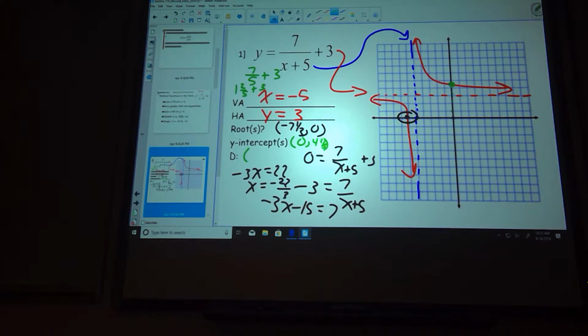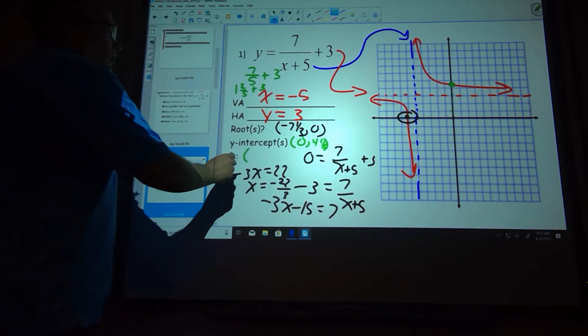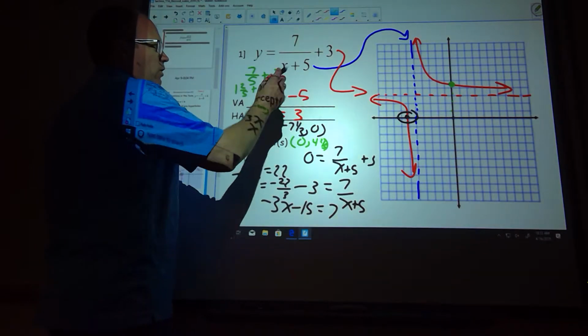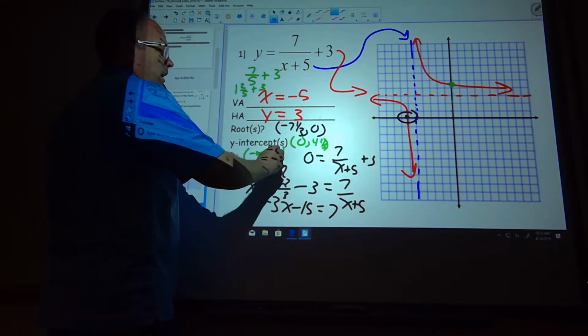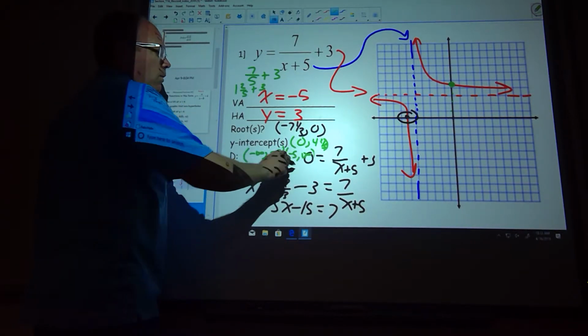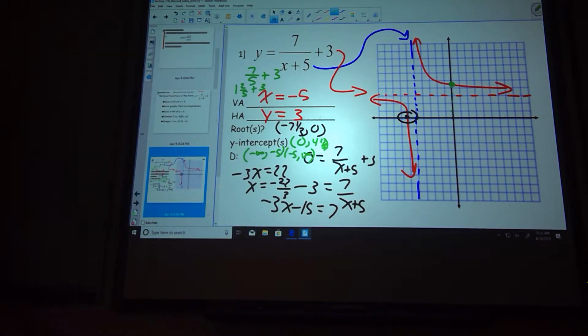All right, and then the domain's pretty easy to figure out. The domain just says, hey, we're going to go from negative infinity to negative 5 and from negative 5 to infinity. Okay, this is all what yesterday's was. Yes? Seem good? Yep. May I move on? Yeah.